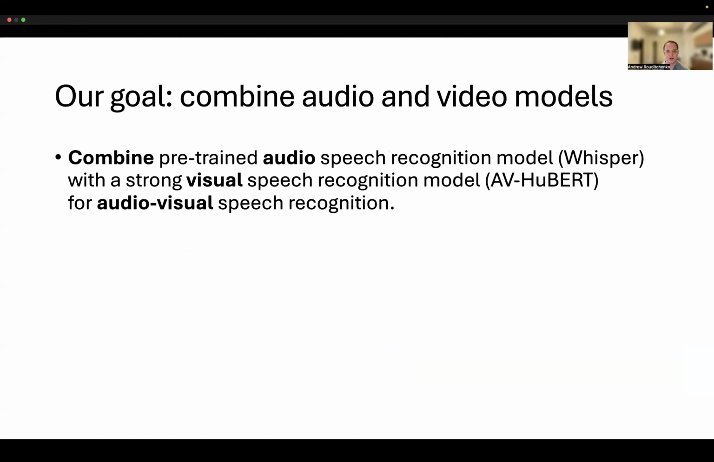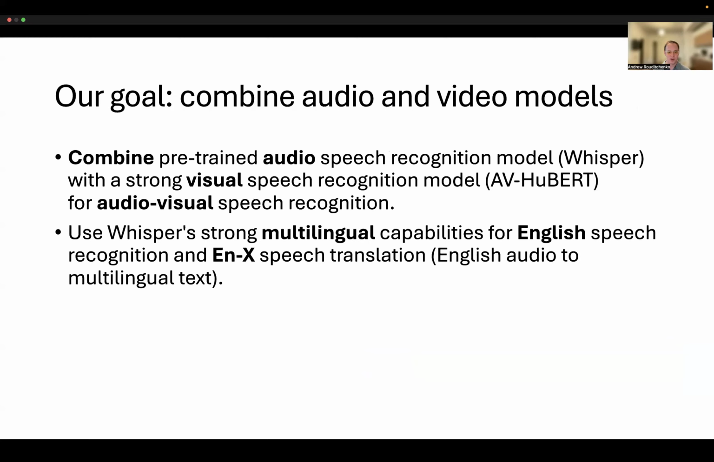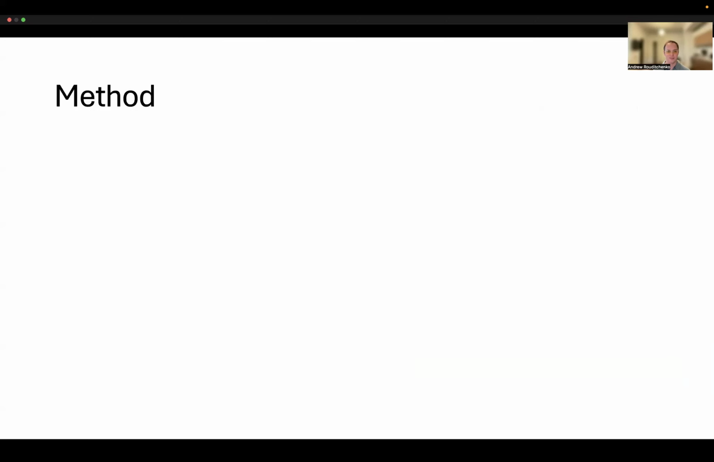And in this work, our goal is to combine audio and video models. We want to combine the pre-trained audio speech recognition model like Whisper with the strong visual speech recognition model like AV Hubert for audio-visual speech recognition. And we want to use Whisper's strong multilingual capabilities to do both English speech recognition and English to X speech translation, meaning English audio is the input and multilingual text is the output.